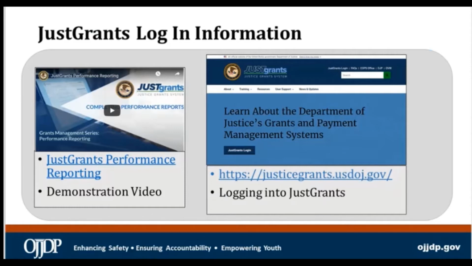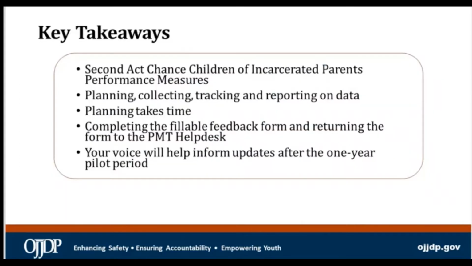Just Grants information, such as instructions on locating, completing, and submitting performance reports in Just Grants, can be found on the OJJDP.ojp.gov website or by viewing the video available on the screen. You can also log into Just Grants at justicegrants.usdoj.gov.